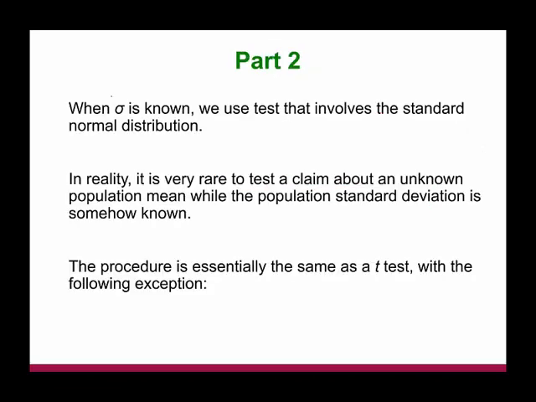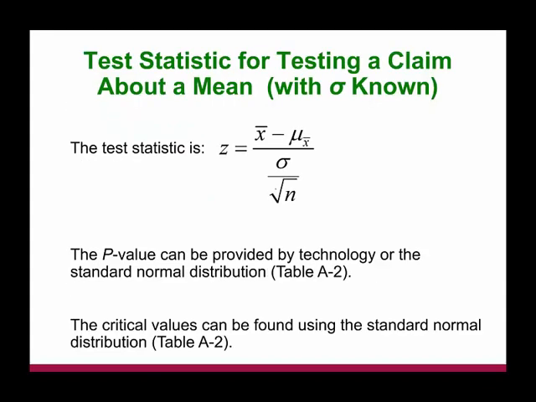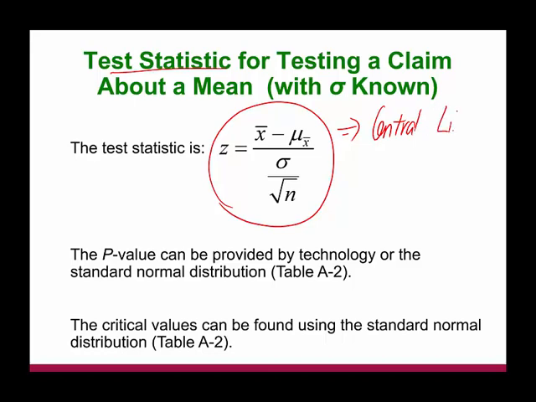And when sigma is known, we'll use a z-test. Standard normal distribution covers the z-test. In reality, it's very rare to test a claim about the unknown population mean when the population standard deviation is somehow known. Okay. Typically, if you know the population standard deviation, you know the population mean at the same time. But this procedure is essentially the same as the t-test, except the test statistic is slightly different. It's like the central limit theorem. It's a formula for you to use for the central limit theorem.